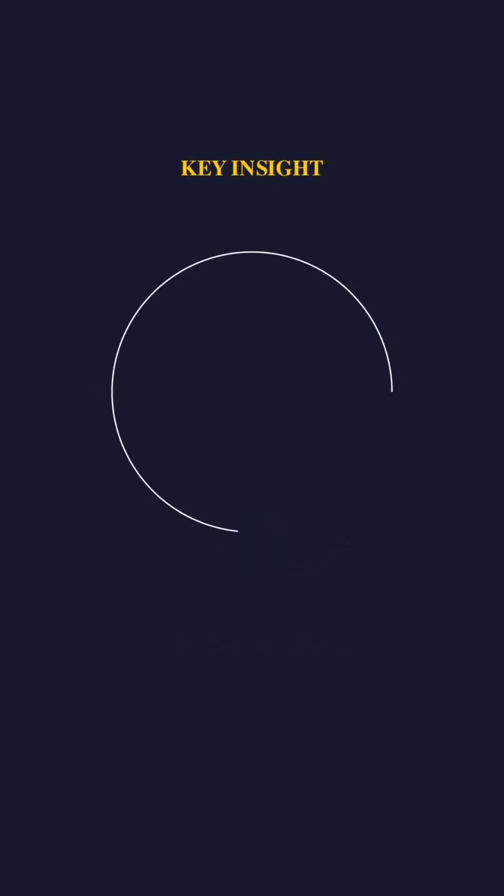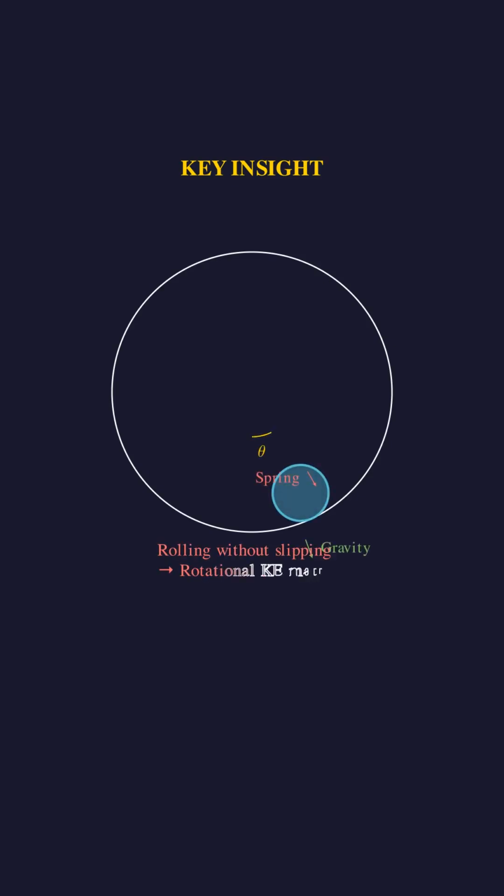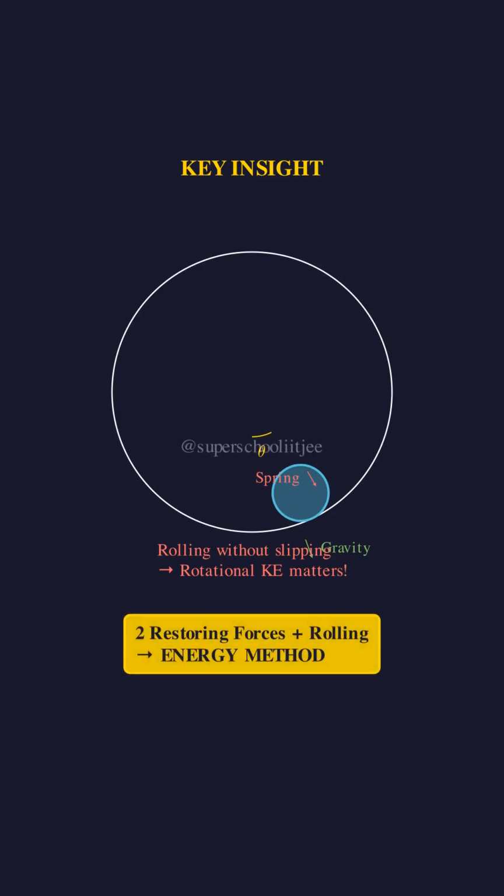The key observation. This problem has two restoring mechanisms. Gravity pulls the disk back to the bottom when it moves along the arc, and the spring also pulls it back. Both contribute to the restoring force. And because the disk rolls without slipping, we need to account for rotational kinetic energy. The smartest approach? Use the energy method.